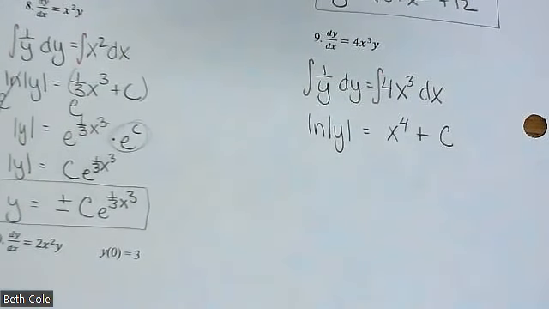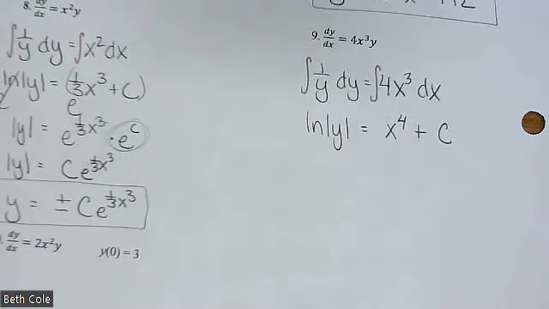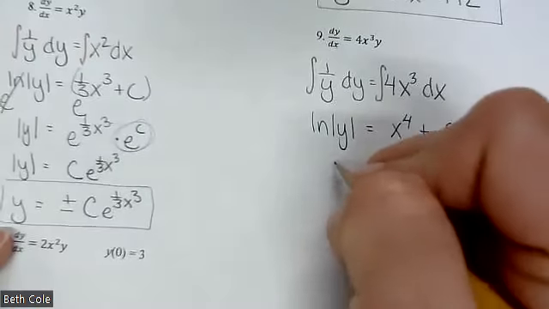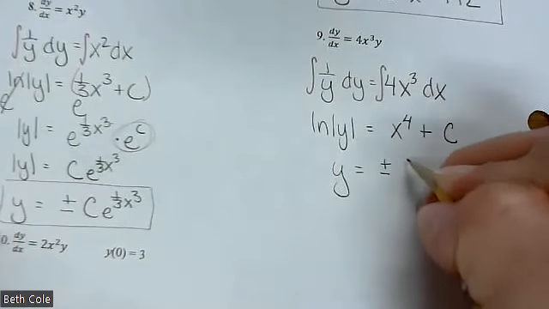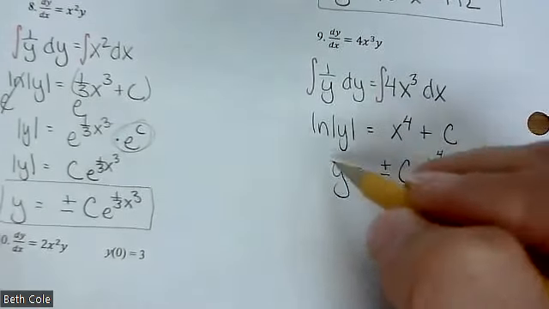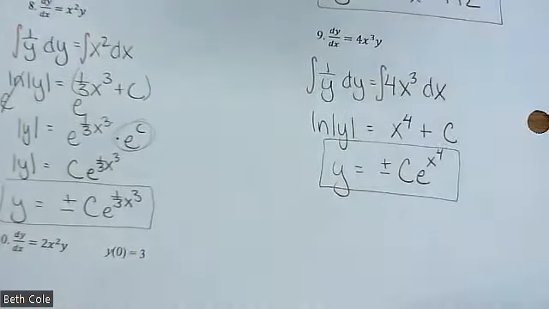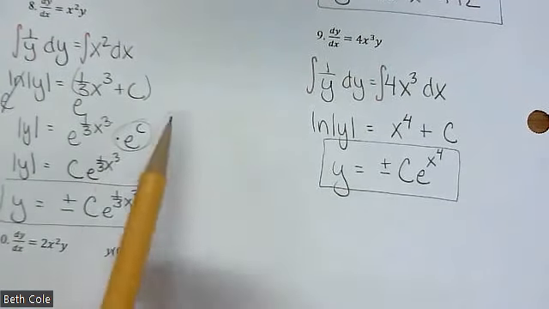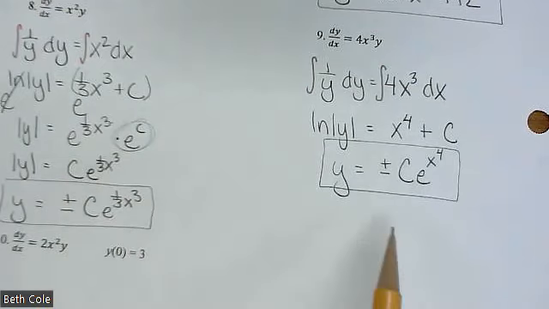Awesome. And then you would exponentiate both sides. c gets written out front as one big constant. And because of the absolute value, you put a plus minus. So your answer will look like this. y equals plus minus c e to the x to the 4th. And if you want to write all the steps like I did over here, you can do that, but that's how it's going to turn out every time.